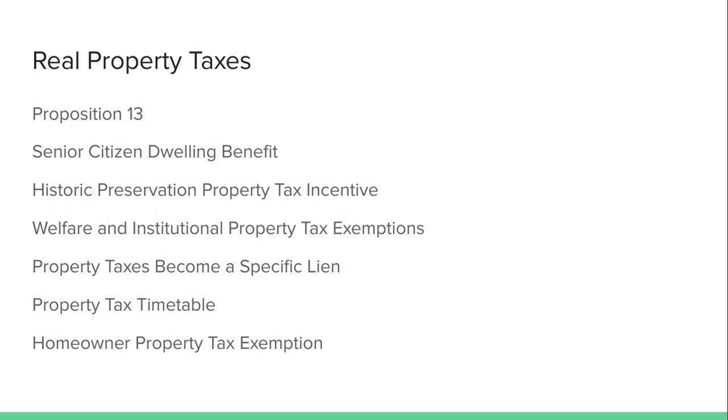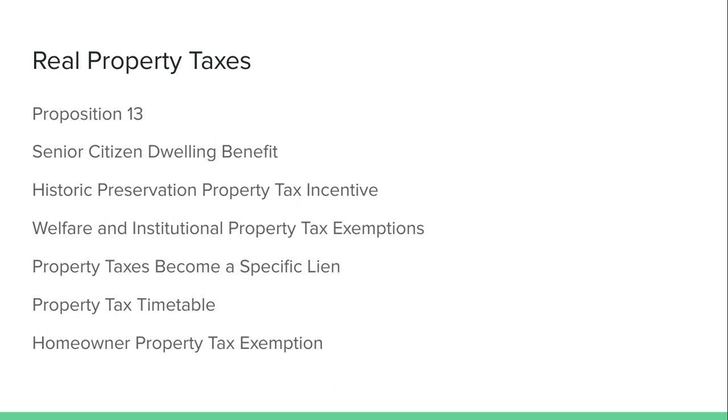There's a historic preservation property tax incentive. Historic sites basically have to pay less in property taxes. There's the welfare and institutional property tax exemptions. If you're a place which provides public welfare, or an institution of usually academic learning or something of that nature, you can get a property tax exemption.